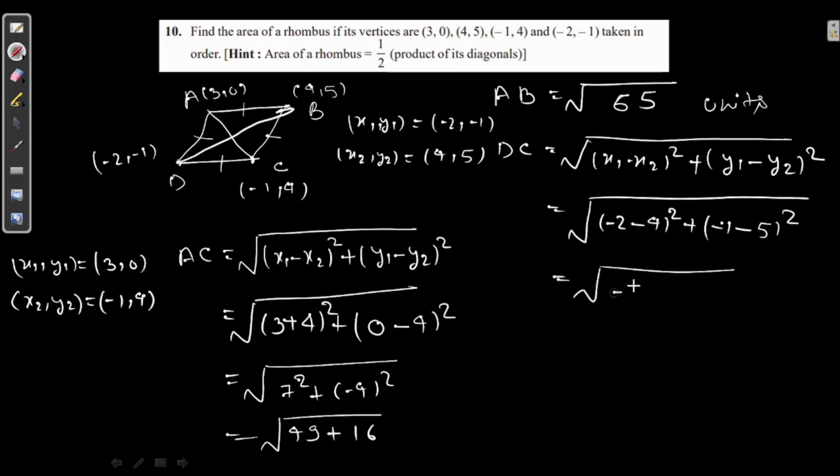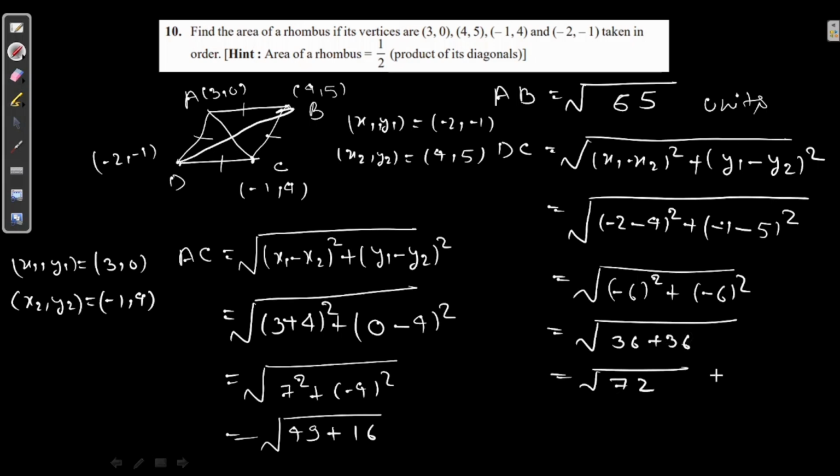-4 minus 2, it will be -6. -1 minus 5, it will be -6. Don't cancel both the 6's. 6 square is 36. Minus 6 square is 36. It will be root of 72 units. We can simplify it, but we will do it later. Okay. So now we have root of 72 units. We have to apply the formula. Area is 1/2 the product of diagonals. One diagonal is AC and one diagonal is DC.